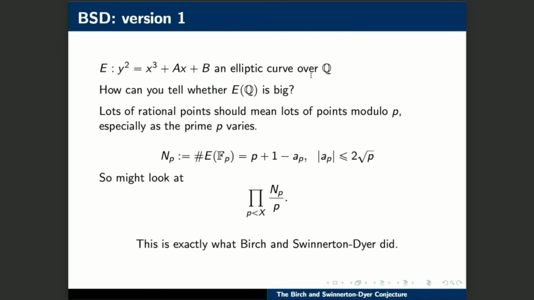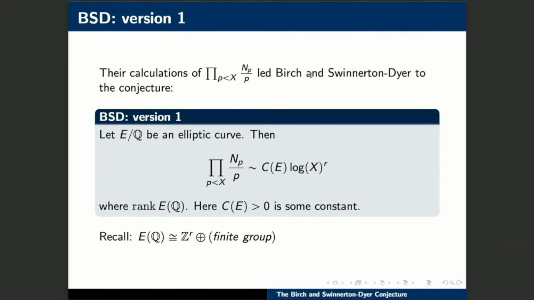So we start off with an elliptic curve. We want to answer whether the set of rational solutions is large. So one thing you can do is take a solution over the rationals and reduce it modulo primes. And one kind of heuristic way to think about this is that if you have lots of rational points, then when you reduce them mod p, maybe you get lots of rational solutions mod p, particularly as the prime varies. And we know a lot about the solutions mod p.